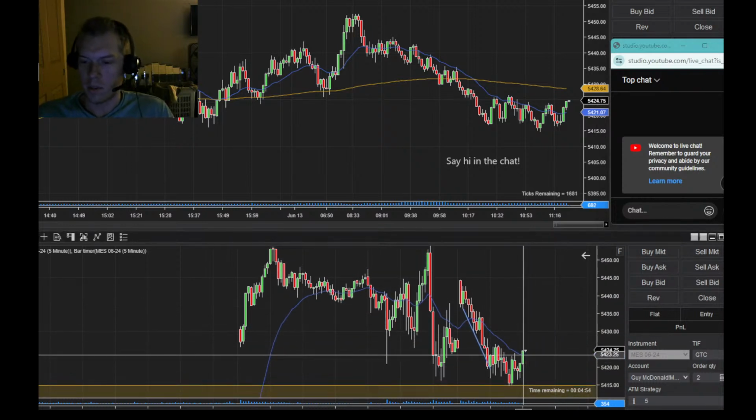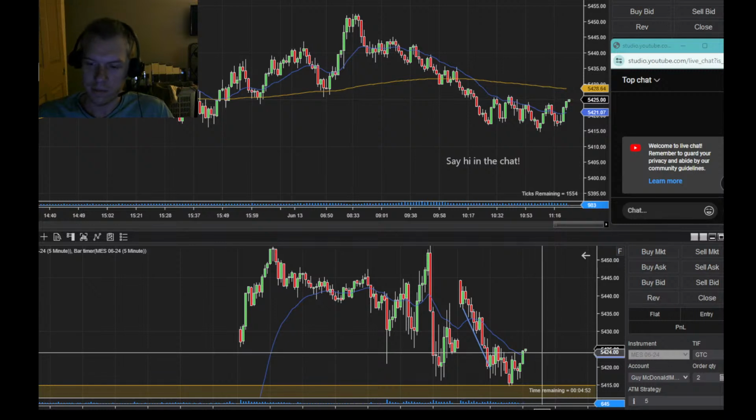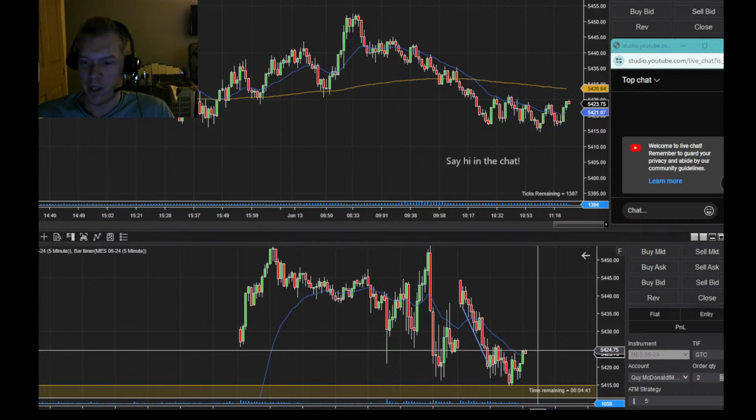So bull's got a bull bar closing above the moving average. I would expect the bears to be able to get a scalp out of that, to be able to sell it.